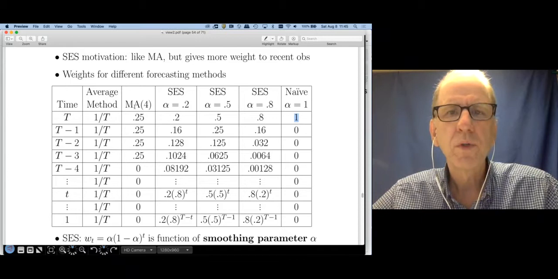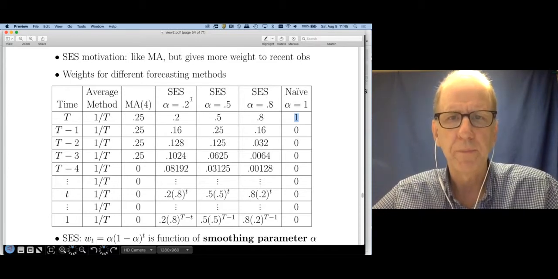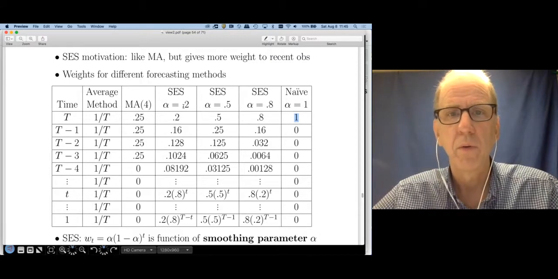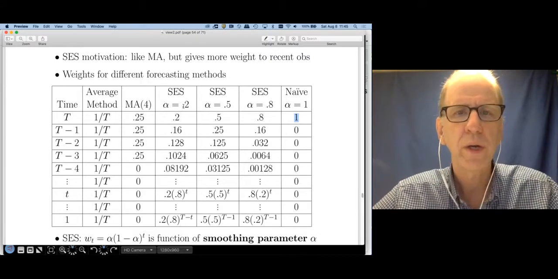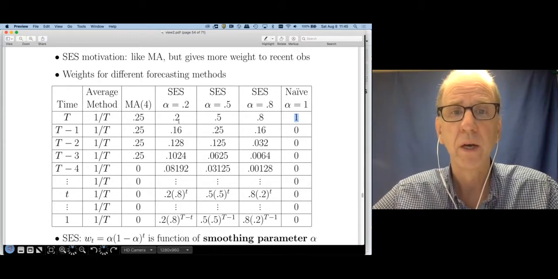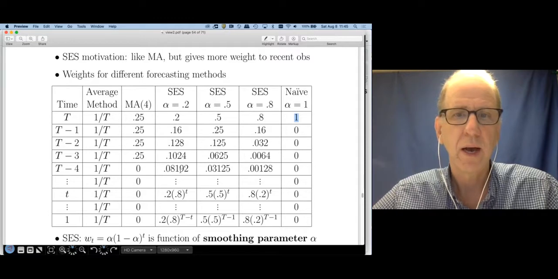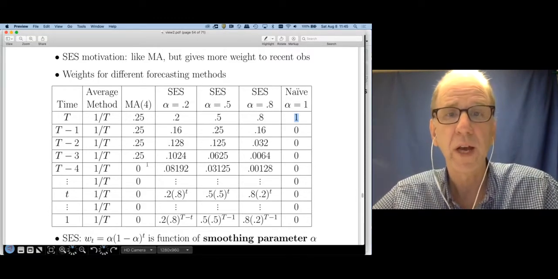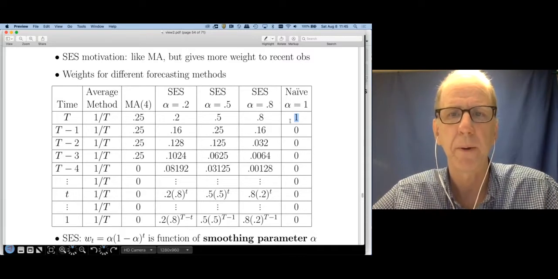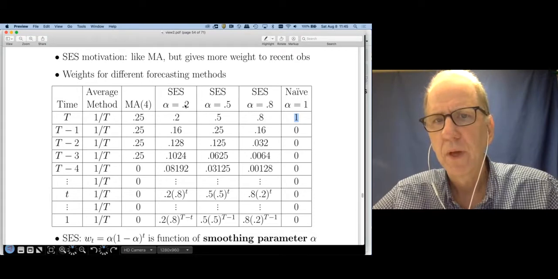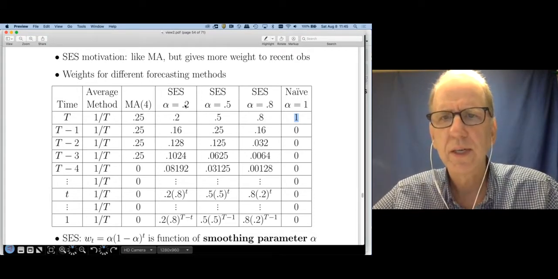What we're doing with simple exponential smoothing is we're going to have a parameter that controls how quickly our weights are going to decay. So we want to give more weight to more recent observations and less weight to observations further back. It's not a step function the way the moving average is, or naive for that matter. And so we're going to have a parameter alpha that controls this decay.